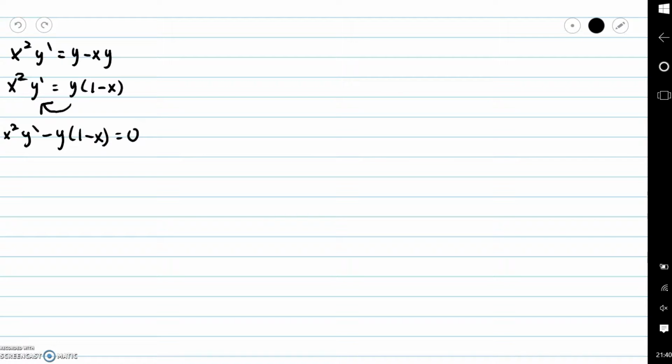Here's the first example. You have x squared times y bar, which equals y minus xy. We first take the y outside. Then we move all of the function to the left. We multiply all of the function by x squared to get rid of the differential y function on the most left.